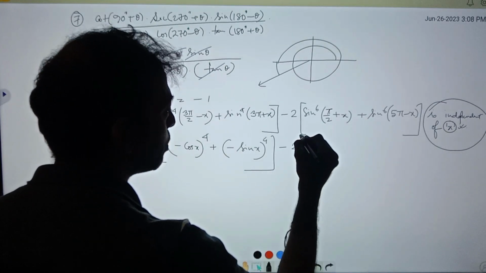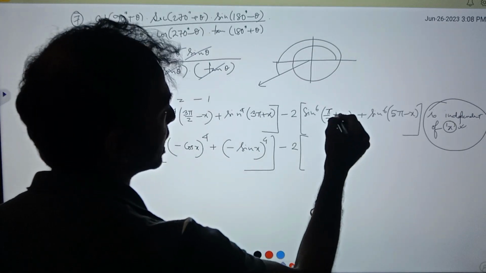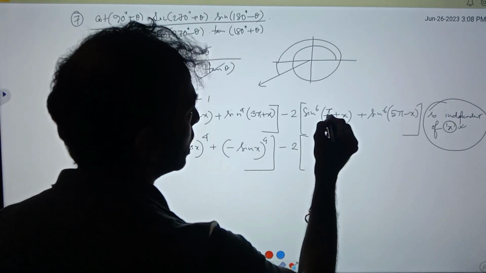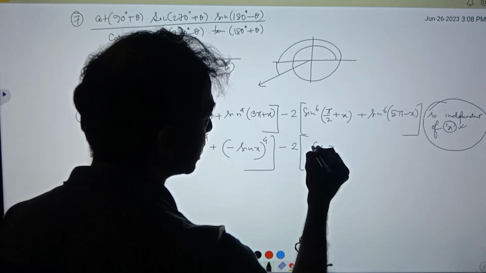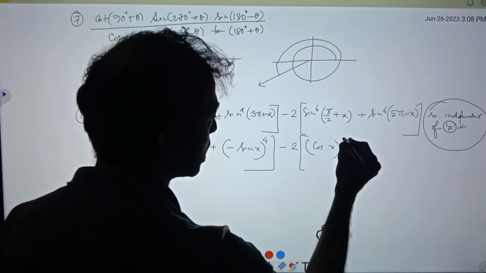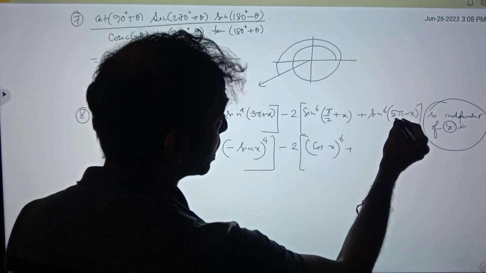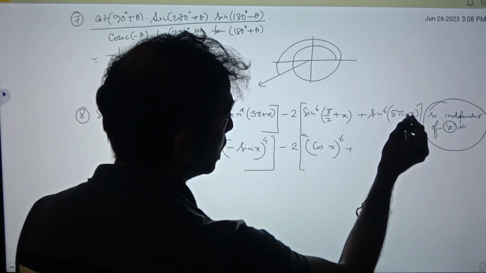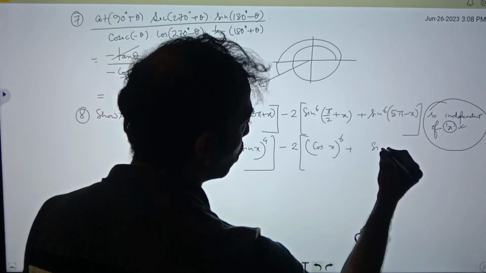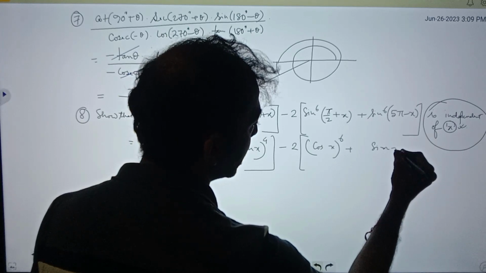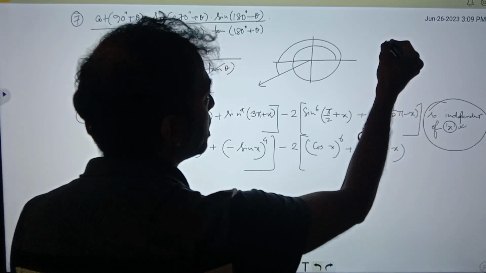Now look at this one: minus 2 into sine power 6, pi by 2 plus x. Pi by 2 plus x lies in the second quadrant, so the function changes. Cos x will be the result here, and sine is positive, so that's why cos x power 6. In this case, sine power 6 of 5 pi minus x; sine is not going to change here, sine x will happen here.